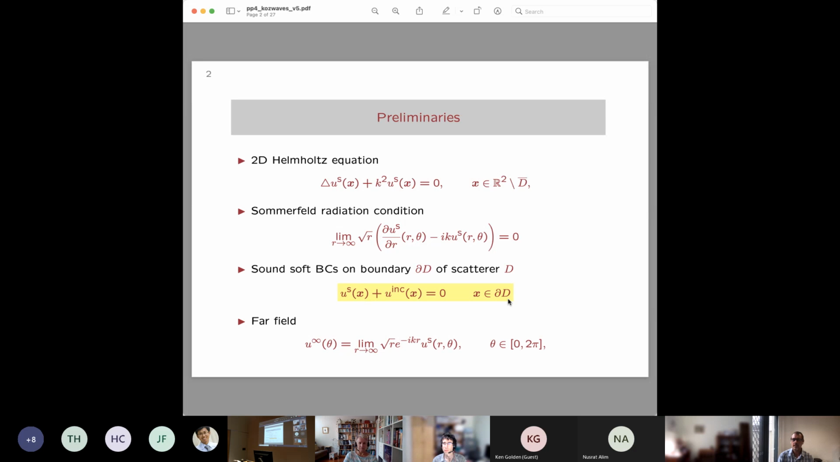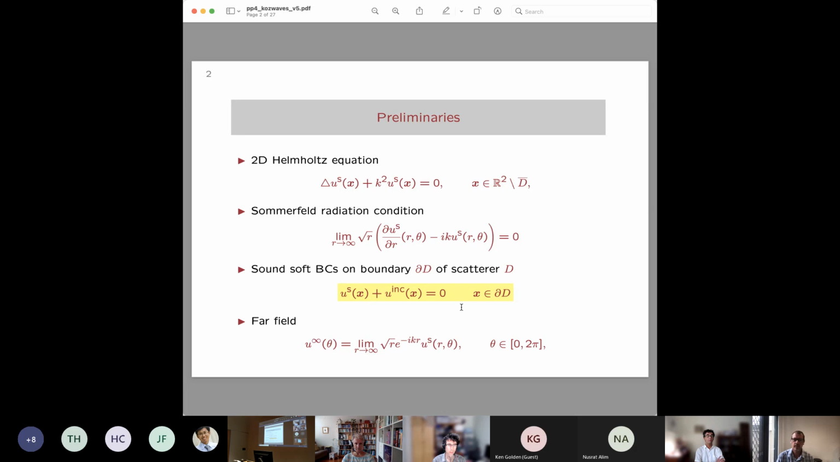In this talk, I'm interested in scattered fields u^s that satisfy the 2D Helmholtz equation exterior to some scatterer D, and u^s also satisfies the Sommerfeld radiation condition. And then u^s is induced through interaction of some incident field with the scatterer. In this talk, I'm going to assume that we've got a sound soft boundary condition on the boundary of the scatterer. I've highlighted this part, that the total field vanishes, because I'm going to refer to that in a couple of minutes' time.